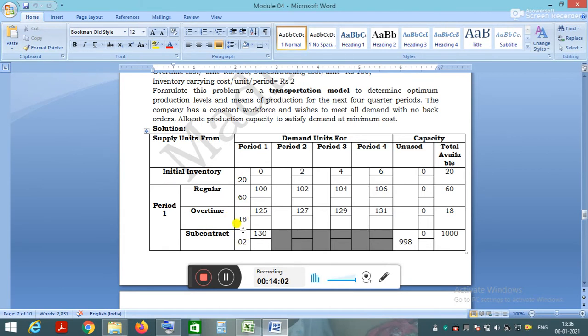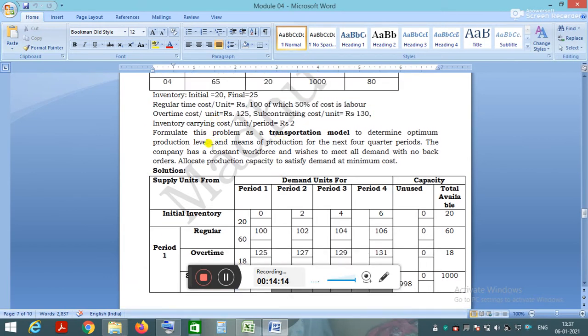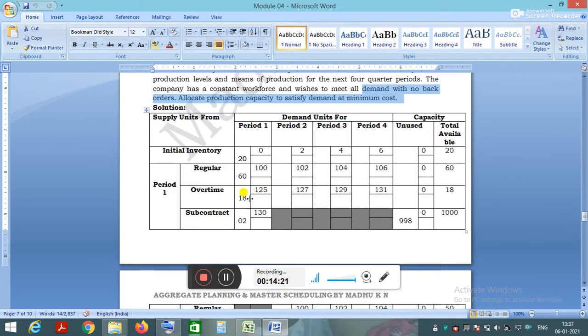We need to give subcontracting, although the cost is more, because we are not using back orders here. We are meeting the demands in the same period itself. In the problem he has given no back orders, you can see here. Therefore, at any cost we need to give the subcontracting of 2 products.